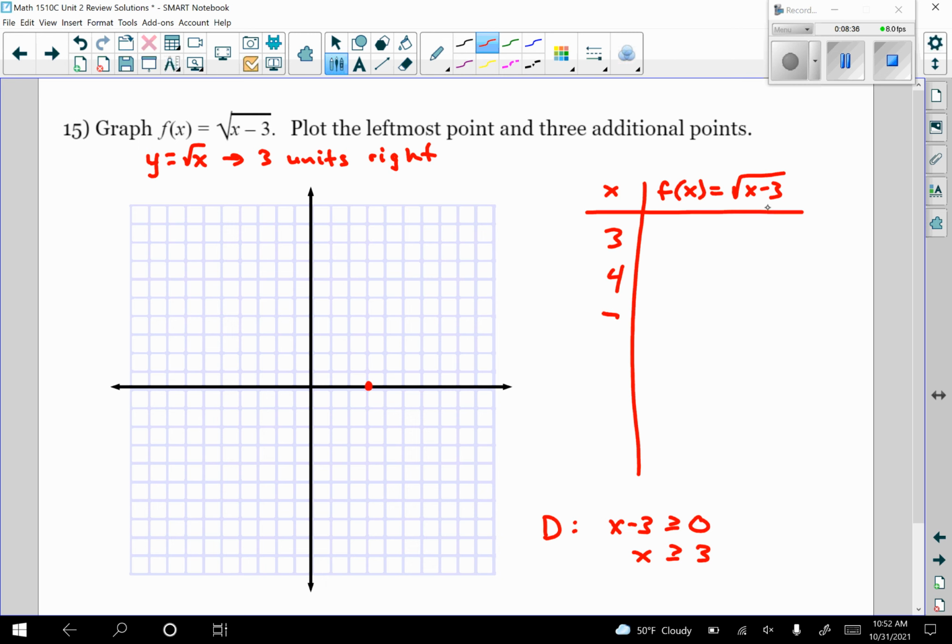Let's do 7, because 7 minus 3 is 4. We could take the square root of that. And then that might be all that we can, I said let's get one more point up there, if possible. So here we have square root of 3 minus 3, that gives us 0. So that is our first point. Now we're going to have 4 minus 3, that's going to be square root of 1, which is 1. 7 minus 3, square root of 4, so that'll give us 2.